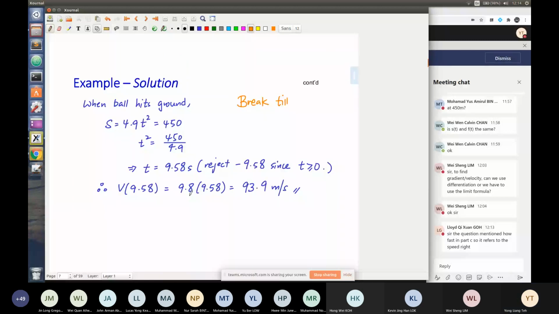So this velocity, also the speed. Let me just write a note here. Also the speed. Okay. Any other questions? Let's break until 12:20.